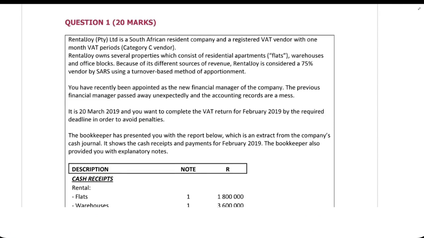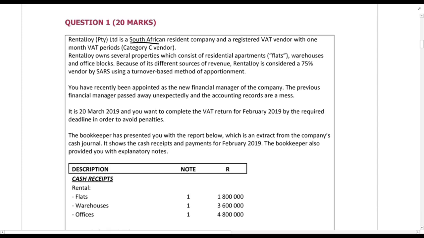So a couple of important things just from that sentence that you need to see. First up, South African resident. Most of the time that's the default, but just be aware of it always and do pay attention for it. This is a company, right? Obviously we know that, but why is that important?